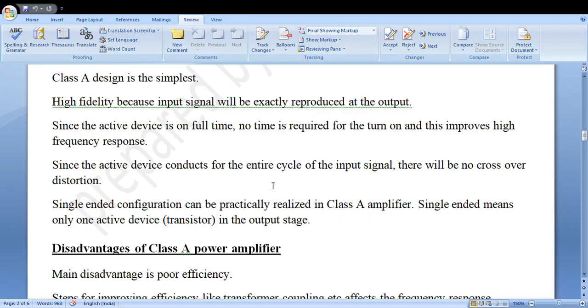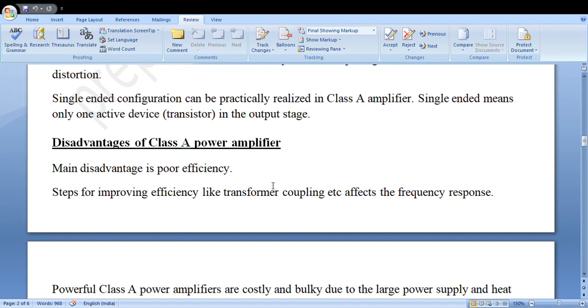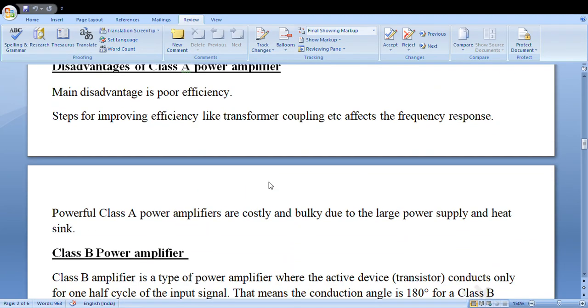Now let us talk about the disadvantages of Class A amplifiers. The biggest disadvantage of a Class A amplifier is the efficiency. They have very poor efficiency. As I have already told you, they remain switched on for the whole duration of the cycle. That is why the efficiency remains very poor. And for improving the efficiency, you need to use transformer couplings like that.